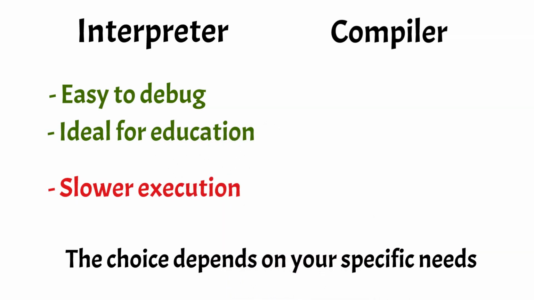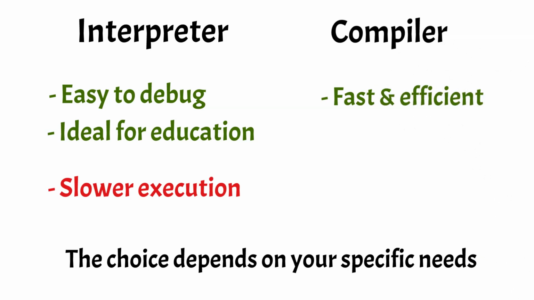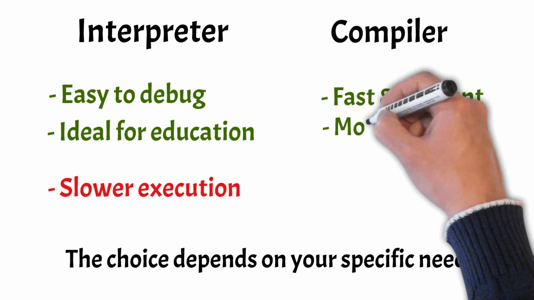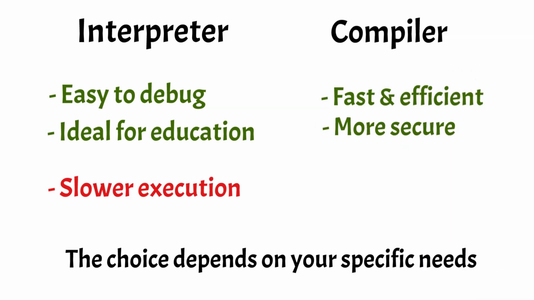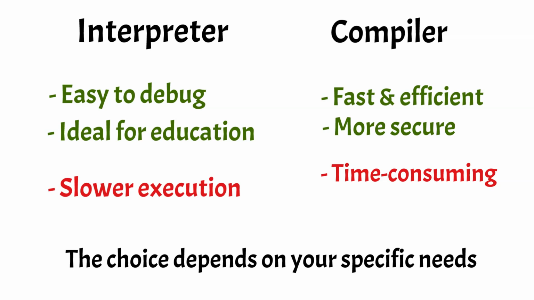On the other hand, compilers translate the entire source code into machine code before execution, resulting in faster runtime performance and more efficient use of system resources. Compiled programs benefit from thorough optimization, which enhances their speed and stability. Additionally, compiled code is generally more secure, as it is harder to reverse engineer and tamper with. The downside is that the compilation process can be time-consuming, and debugging compiled code can be more challenging, as errors are only identified after the entire codebase is compiled.